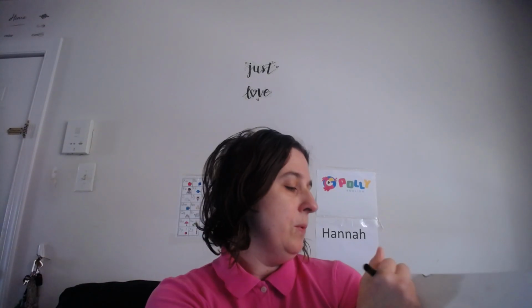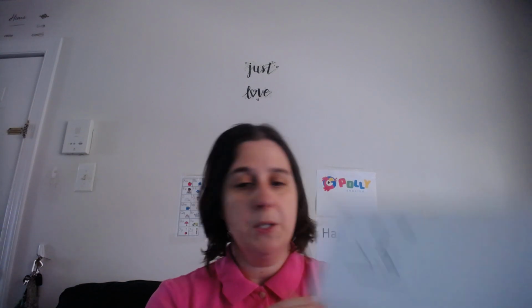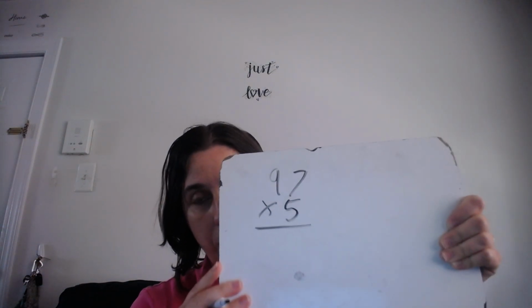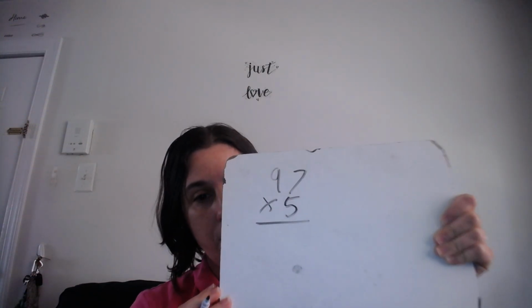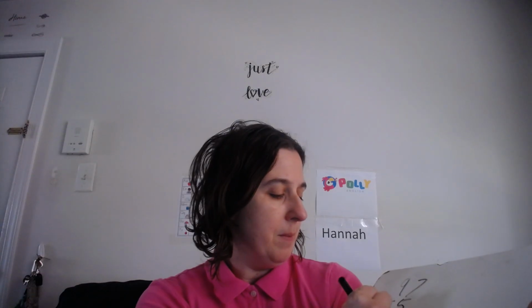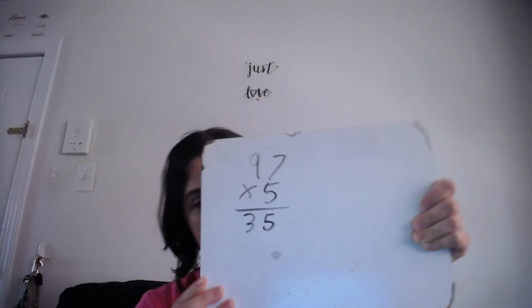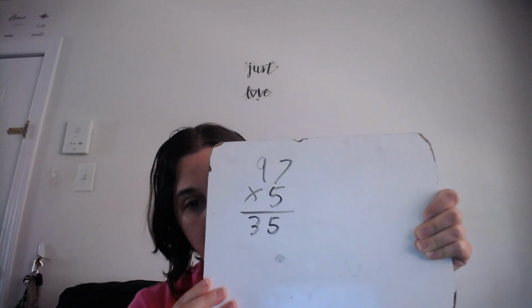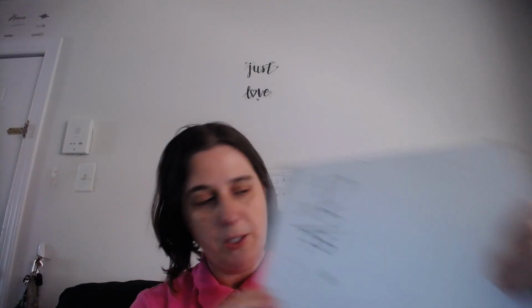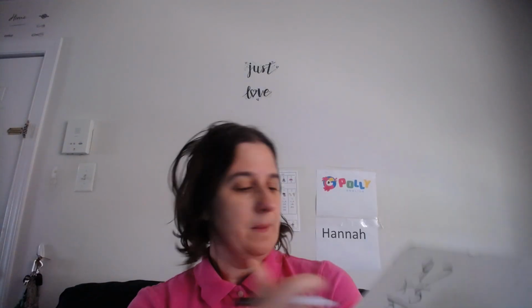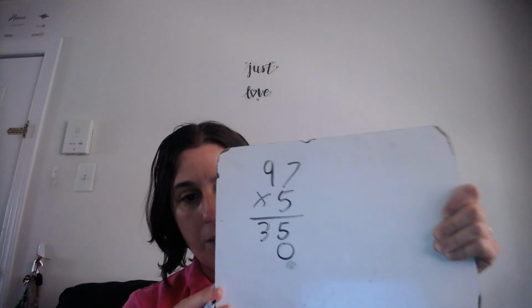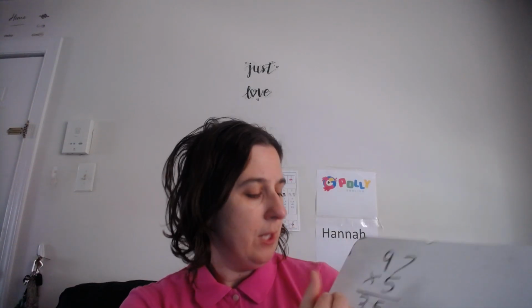Okay, this time I'm going to do 97 times 5. So here is my multiplication problem that I'm going to solve using partial products. Once again, I'm going to start in my ones place. 7 times 5 is 35. I'm going to put that right here. Now I'm going to move into my tens place. There was a 9 in my tens place. It's not a very dark 9, so let's do that again. I'm going to put a 0 in my ones place since I'm doing a multiple of 10. 9 times 5 is 45.